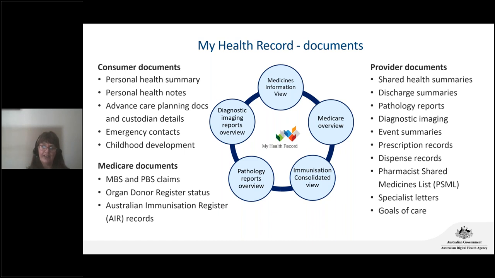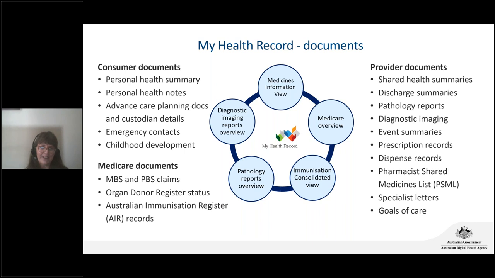So on the right are the documents that are uploaded by healthcare providers or healthcare organisations, such as the discharge summaries from hospitals. The shared health summary is a really good one to be aware of. That's usually uploaded by the person's main regular healthcare provider. So in most cases, that would be their GP. And I'll show you what that looks like in a little while. But basically, it captures from their software systems the allergies, adverse reactions, current medications, past medical history and conditions, and the immunizations that they might have had at that particular practice. So it can be a really useful source of information.